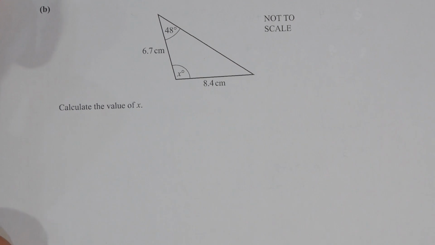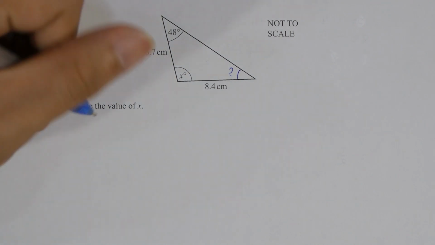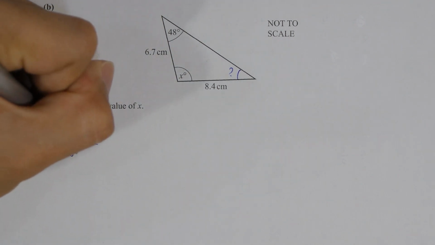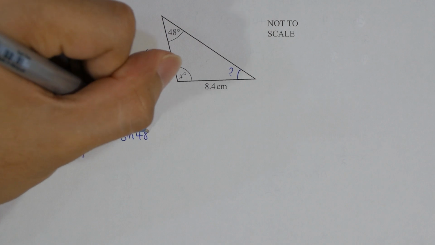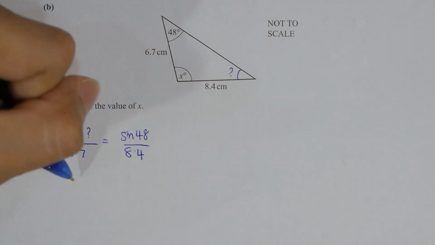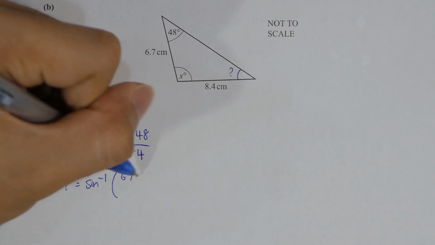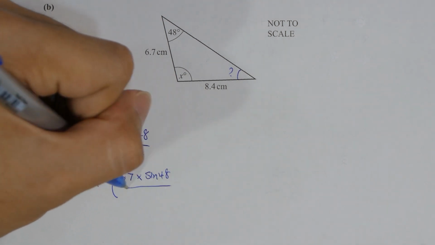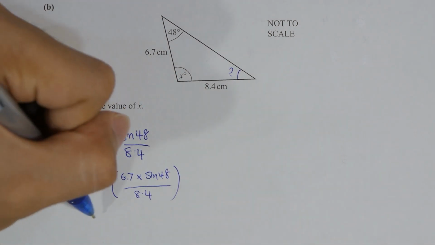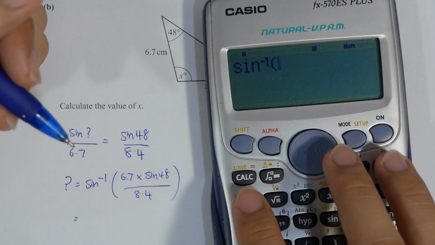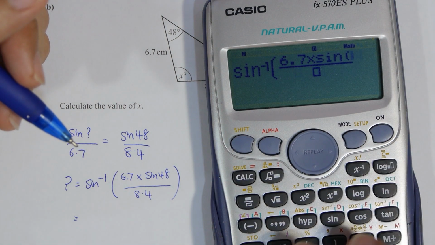For you to calculate the value of x, for part B, simply use the sine rule. By extracting the angle 36.35, we are able to calculate the x value as 180 minus 48 minus 36.35, which is 95.65 in our case.